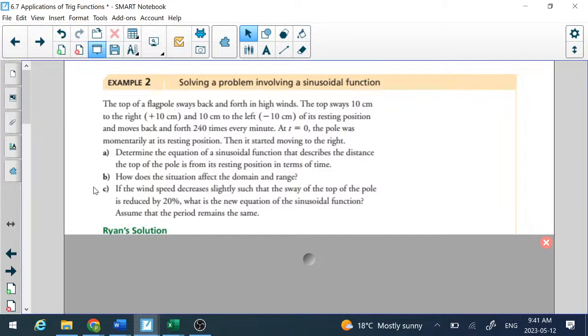This right here will be time. This right here will be whatever. You might say distance from center. Plus 10 in one direction, negative 10 in the other. At time 0, the pole was momentarily at its resting position. So what point does that give me? The y-intercept is going to be where? At the origin. You guys down with that? Excellent. Well, that makes it easy. What model are you thinking right away?